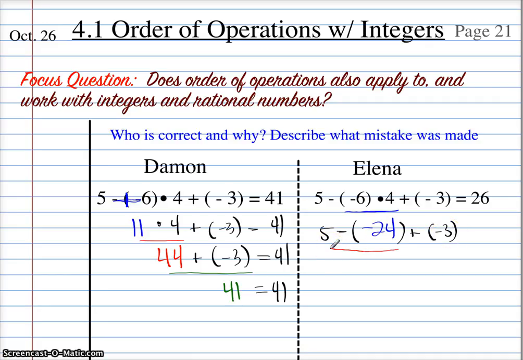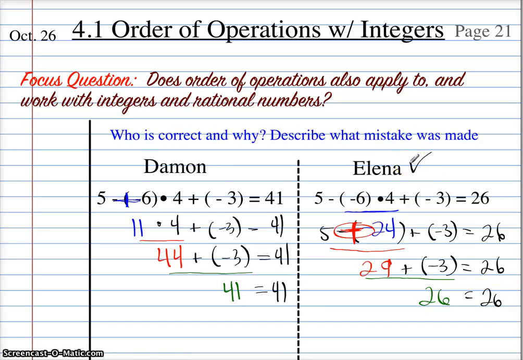So these two, like before in Damon's problem, this negative negative becomes a plus. So 5 plus 24 makes 29. And then we'll bring the rest of the problem down, plus 3 negatives. I'm going to add 3 negatives to my problem. So I have 29 positives, 3 negatives. Altogether, this portion right here becomes 26. Equals 26. Now the question is, who's right?